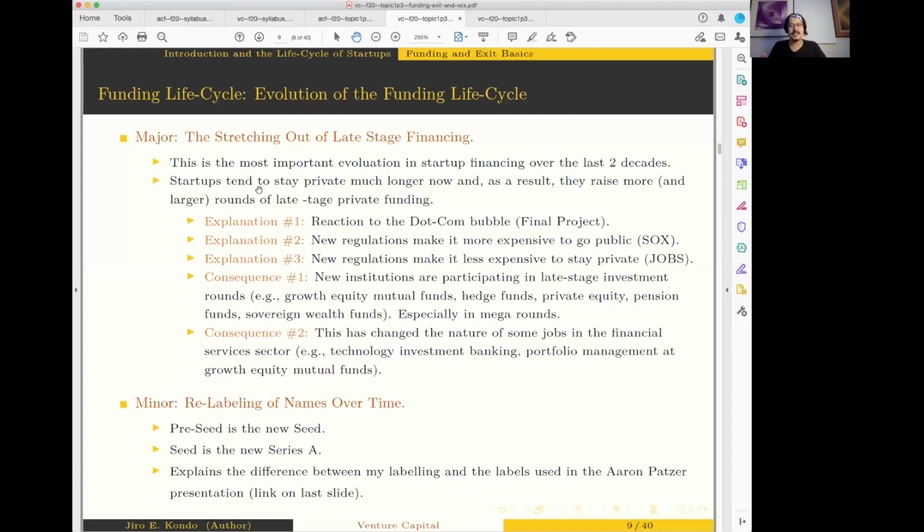And there are other things that also contributed to the stretching out of the late stage financing. And I would say two things that I want to point out are changes in regulation. And they were changes in regulation that had different effects on this choice of staying private versus going public, right?